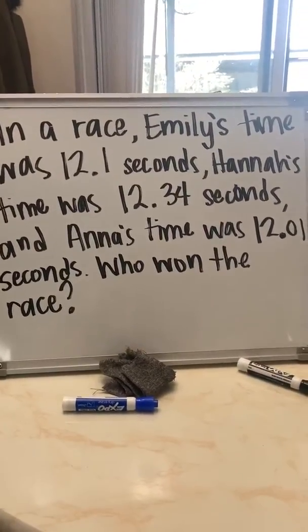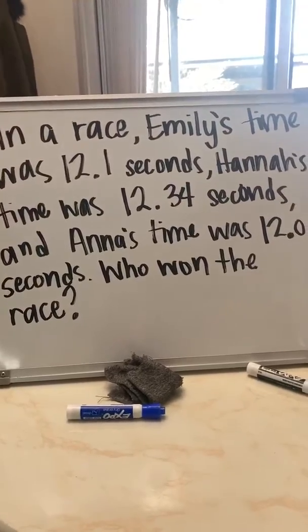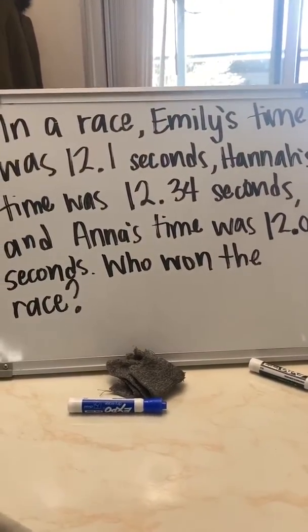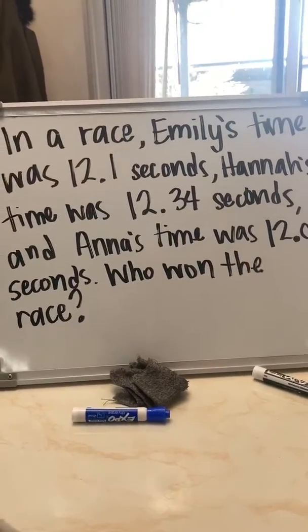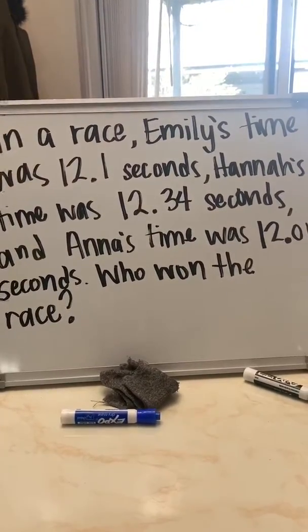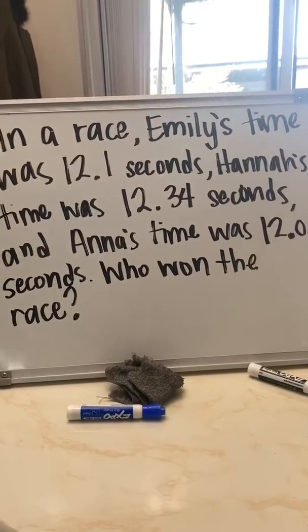All right, another thing we have learned to do this year is compare decimals. So this is a type of question you might see. In a race, Emily's time was 12 and 1/10 seconds. Hannah's time was 12 and 34 hundredths seconds. And Anna's time was 12 and 1/100 seconds.